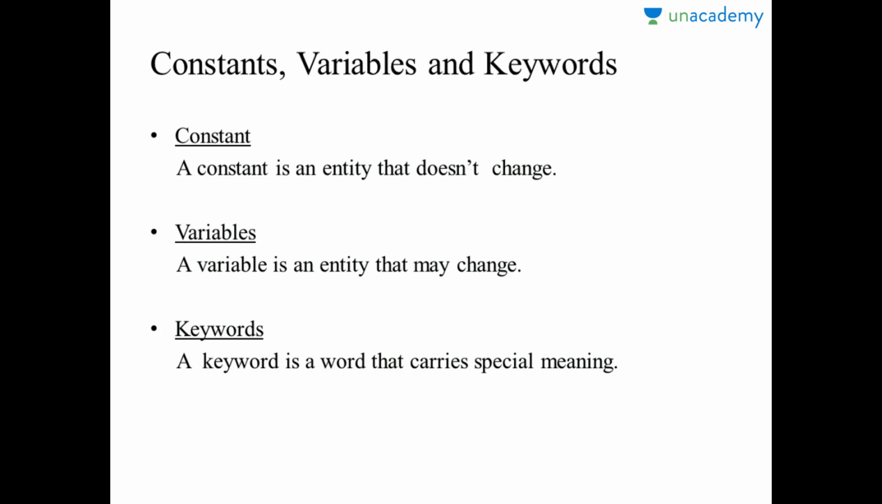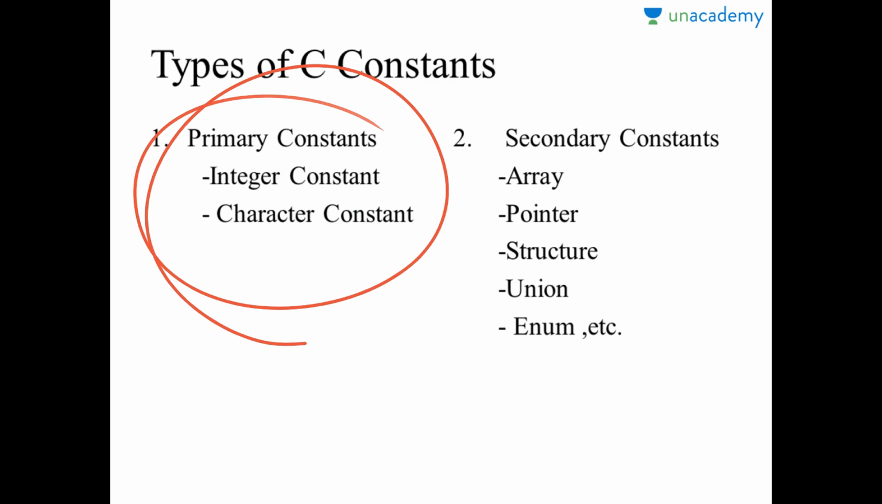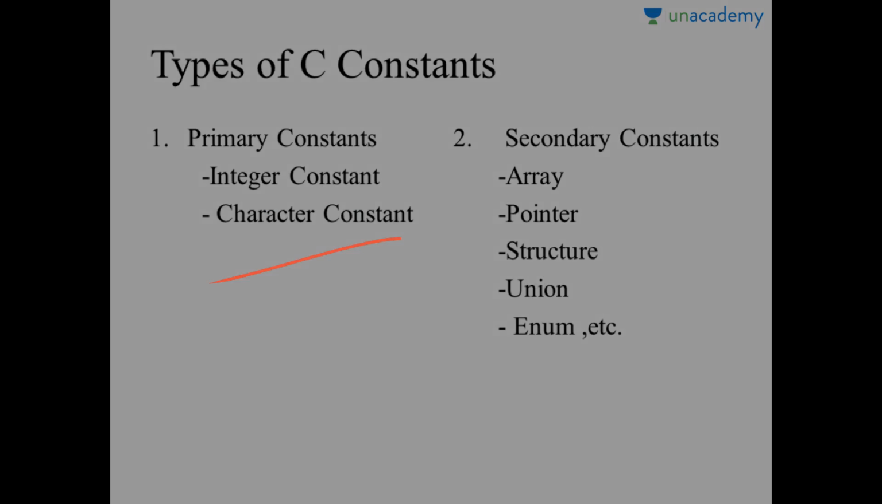Okay. So now moving on, we have different types of C constants available. C constants are of two types, primary constant and secondary constant. Secondary constants we will see in later videos. Let's concentrate on primary constants. Primary constants are again of two types, integer constant and character constant. Now to define or declare these constants, we have some rules which we need to follow while we are creating a constant.